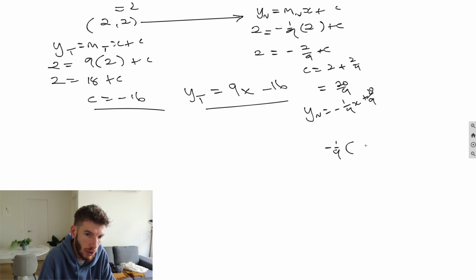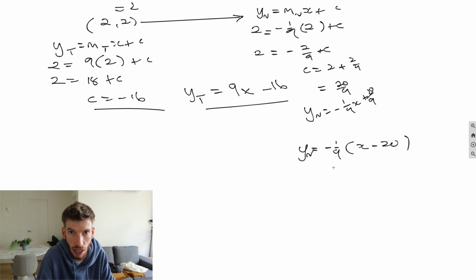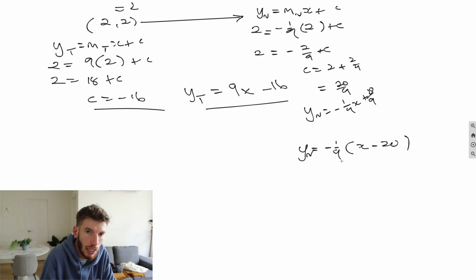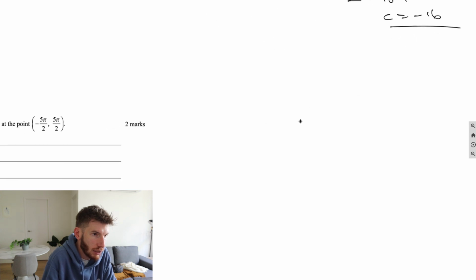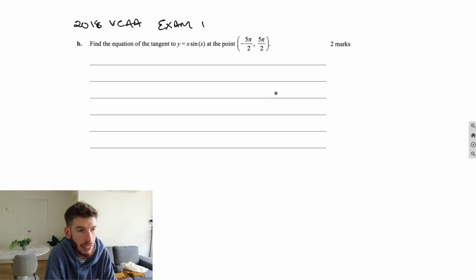You'll have x minus 20. It's a little bit nicer. VCAA preferred to have as few fractions in the answer as possible. And so then if we jump over to a VCAA question, this one is from exam 1 in 2018.